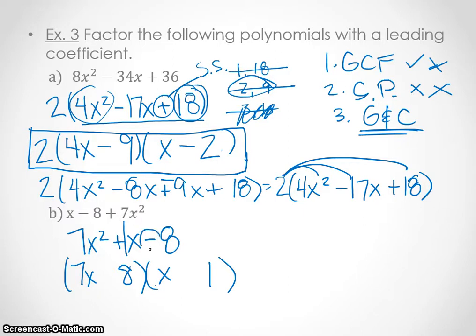Now this being a negative, I need alternating signs. So I need 1 plus and 1 minus. My middle term needs to be plus, which means my bigger thing down here needs to match that. So 8 is going to be my bigger thing. So this should be plus minus.